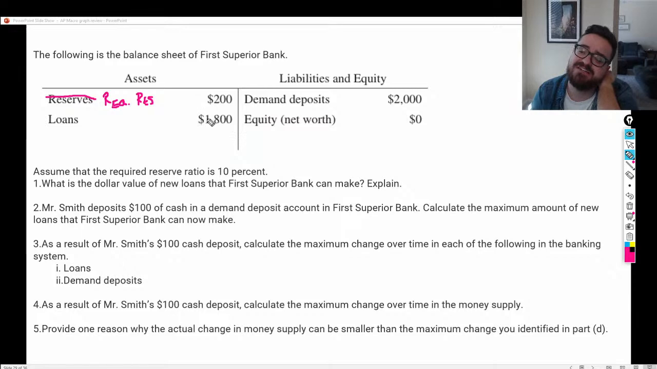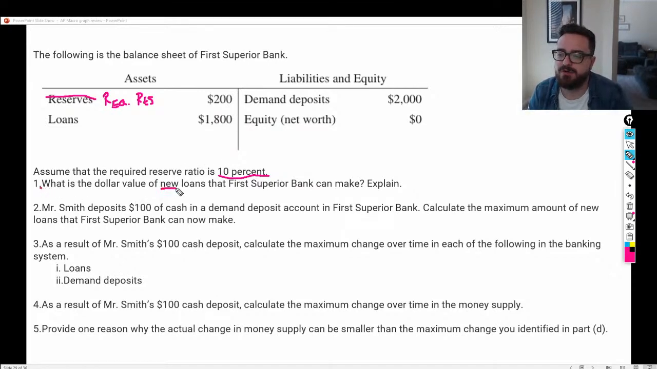Like if this was 1,750 and this was 250, I would know that even though it's listed as 250 here, 200 of it is required and 50 of it is excess. When they just say reserves here, you can't assume it's required reserves. When you say reserves, you mean total reserves, both of them combined. It's just that 200 plus 0 is 200, so it's fine. The reason why that matters is the very first question it asks.